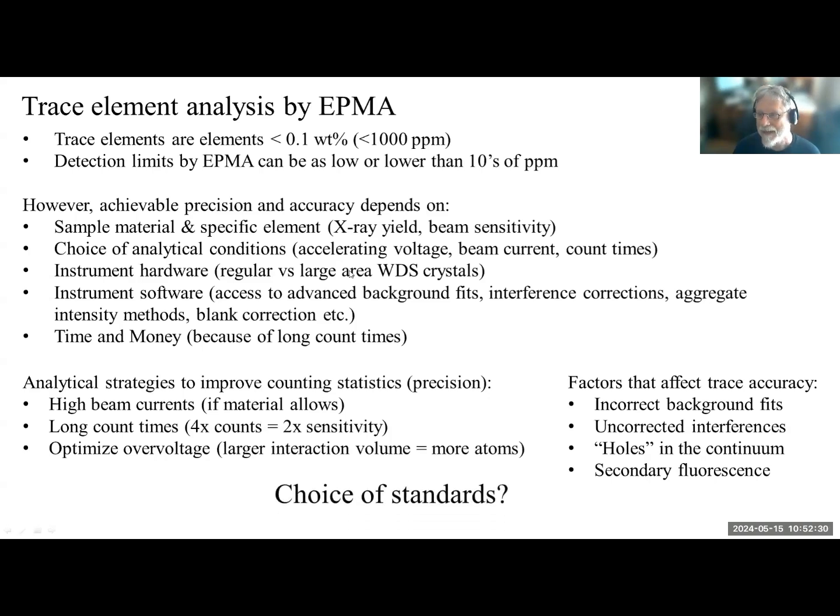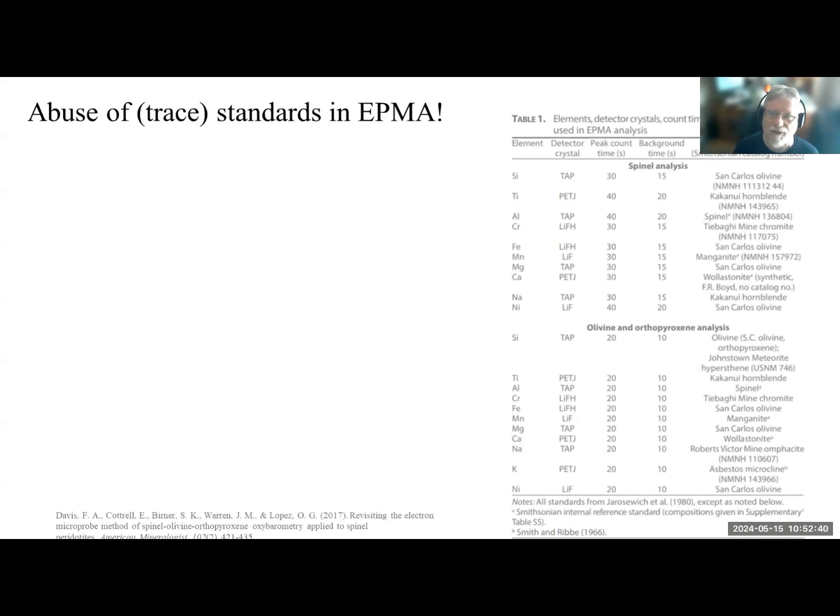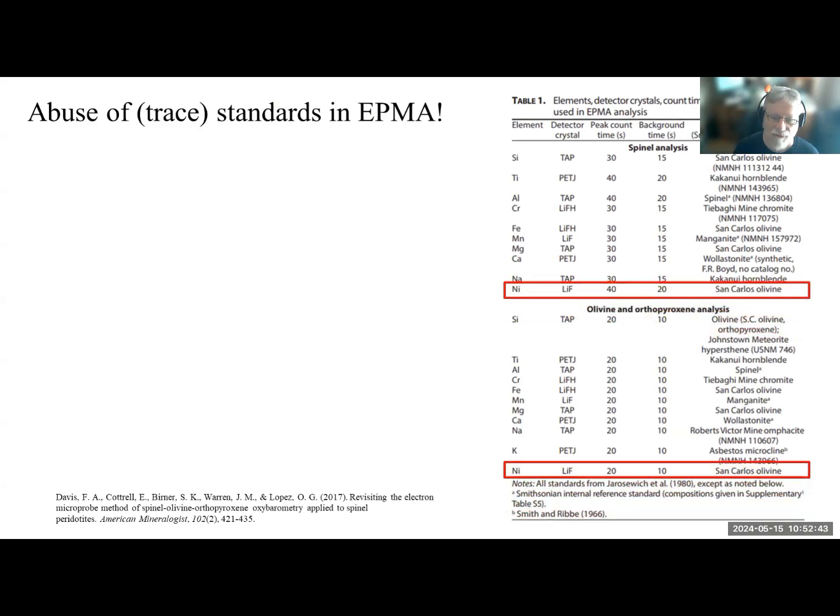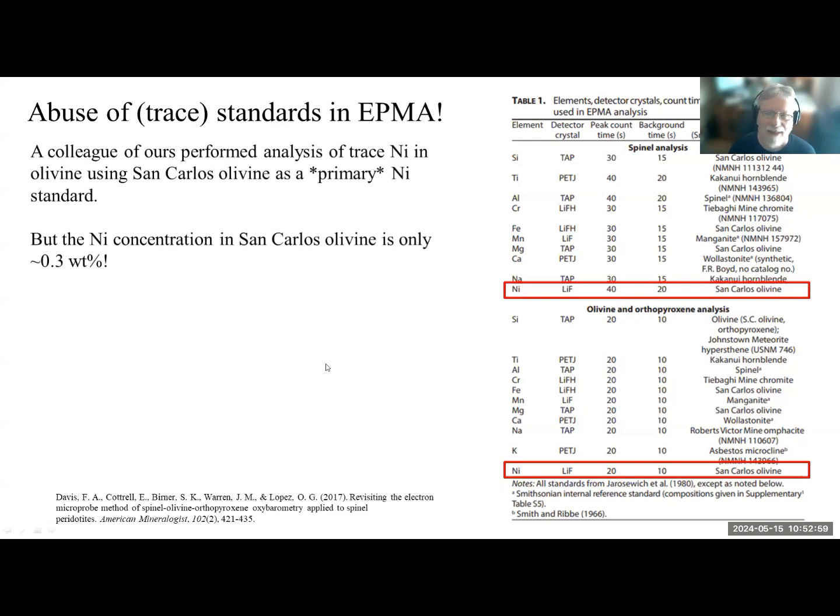And I wouldn't have said it, but, you know, I have to say it. So apparently, choice of standards is not quite understood yet for trace element analyses. And I'll give you an example from the literature. This was published a few years ago. Here they were analyzing for trace nickel, and they used San Carlos olivine as the primary standard for nickel. And I don't understand this. The main problem is that the nickel concentration in San Carlos olivine is only 0.3%. And that is just crazy.